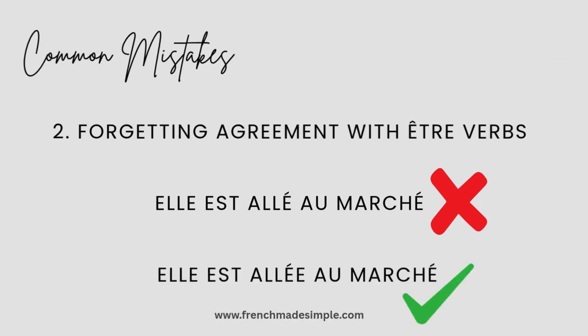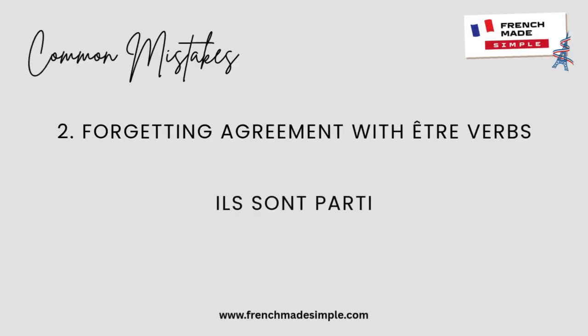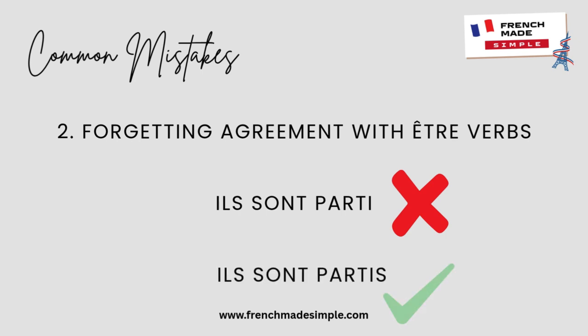That's correct. Ils sont parti. It's ils, plural, so we need to add an s. Ils sont partis. They left. With avoir, we usually don't need to make the participle agree unless there's a direct object before the verb. But that's for later.